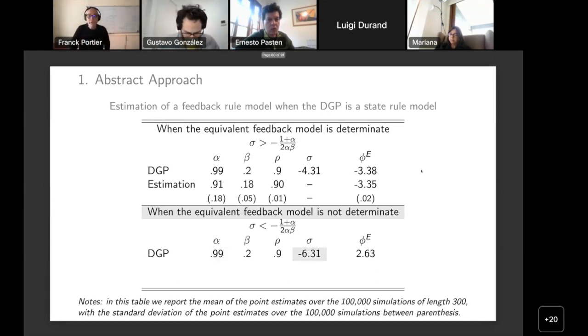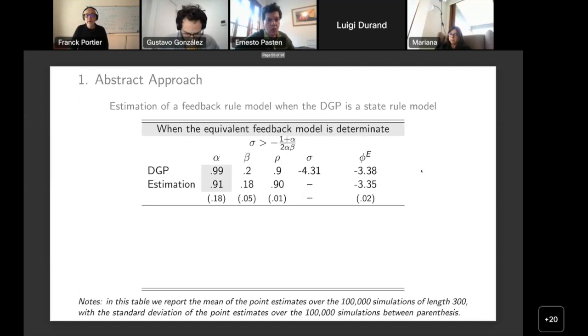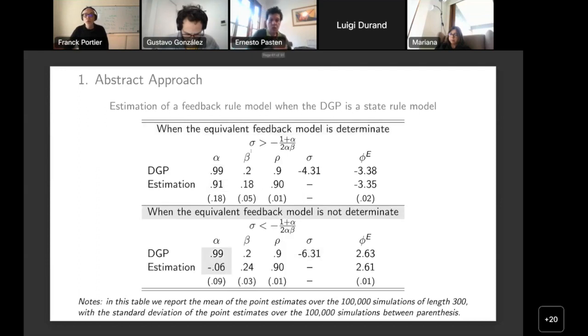Something which is important I should have said, perhaps I said it: the state rule is encompassing the feedback rule. Remember, any allocation with the feedback rule can be replicated. So if you estimate the same model with the two rules and you don't find the same thing, that's because you have wrongly imposed the feedback rule. That's the only way you can see it.